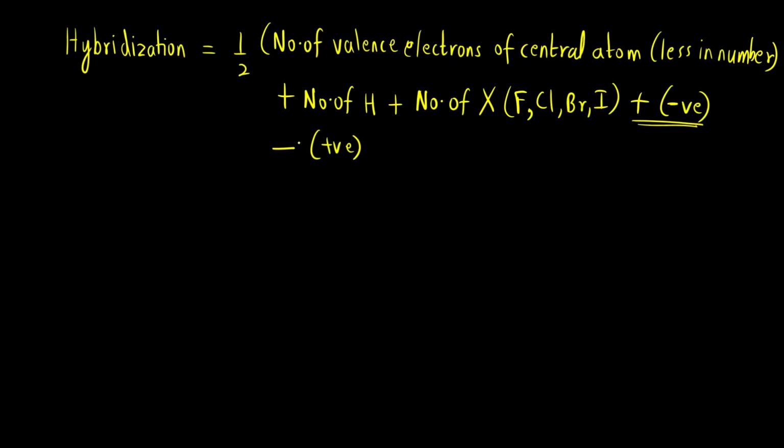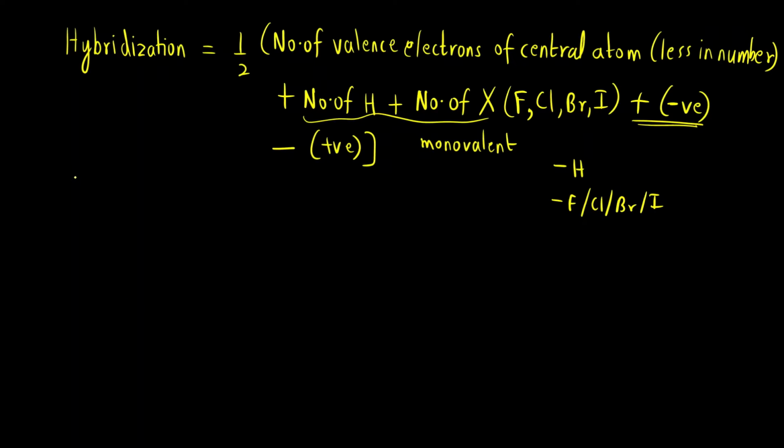Now here, why is there a minus sign? When do we get a positive charge? We get a cation, or positive charge, when we remove an electron. So that is why I am adding a negative sign. So this is the formula that we have to use: number of valence electrons of central atom plus number of hydrogens plus number of halogens. These are also called monovalent atoms, that is, they attach to the central atom by single bonds, like H, or fluorine, chlorine, bromine, iodine. Plus negative charges minus positive charges.